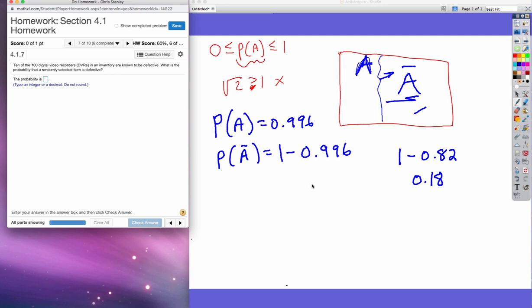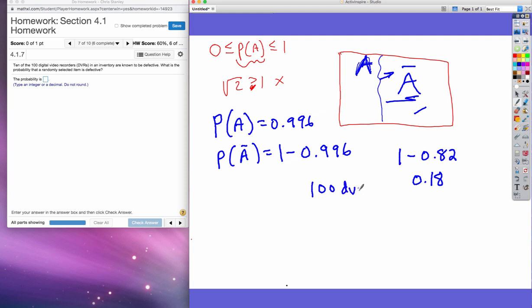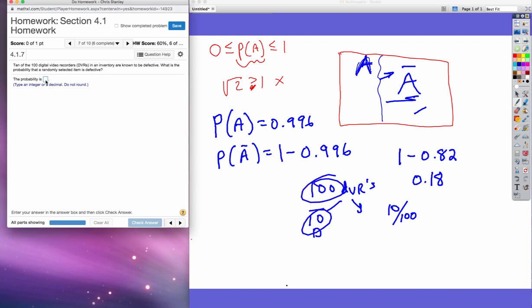Okay, 10. You have 100 of these DVRs, and they're telling you 10 are defective. Now they're asking, what's the probability you pick one and it is defective? That'd be 10 over 100, because there's 10 defective out of the 100. So get your calculators if you can't do that, and just put in 10 divided by 100. You should get 0.1.